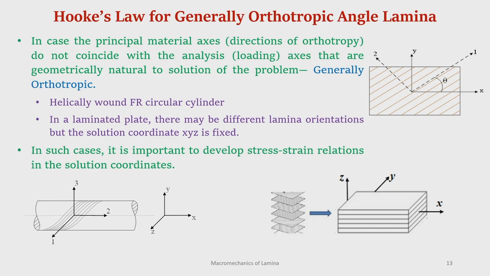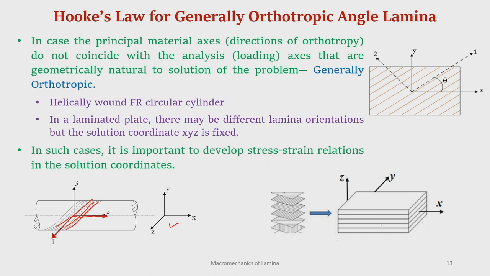Now there are cases when the principal material axes do not coincide with the analysis axes that are geometrically natural to the solution of certain problems. For example, suppose this is a cylinder, a helically wound fiber reinforced circular cylinder. This is the direction of the fiber. So at any point, naturally this is the longitudinal direction and perpendicular to this is the transverse direction. But we would like to analyze this cylinder with reference to the XYZ axes, not with reference to the 1, 2 axes. So a lamina where the material axes do not coincide with the analysis axes is generally orthotropic.